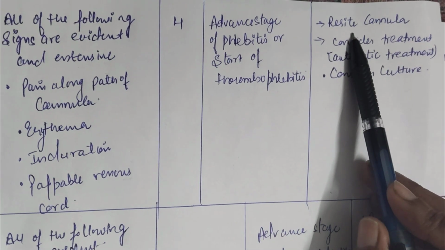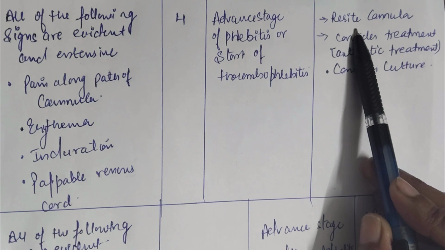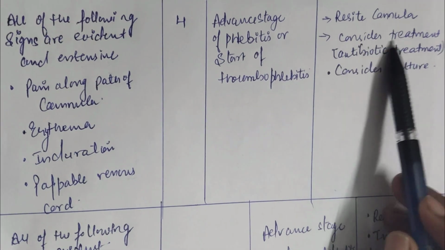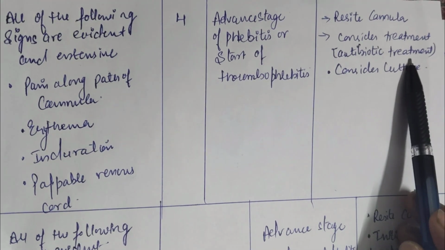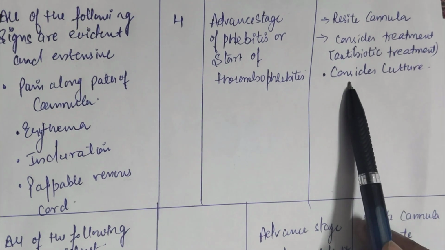In this stage, the prevention we can take is to resite the cannula. Next, consider treatment, like antibiotic treatment can be started. Along with this, a culture can also be taken.